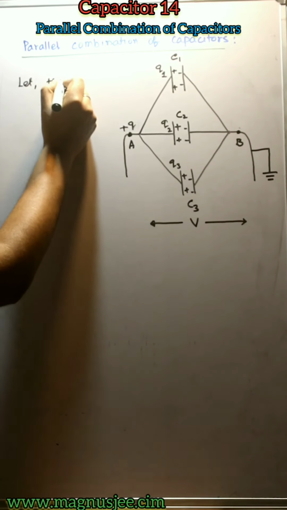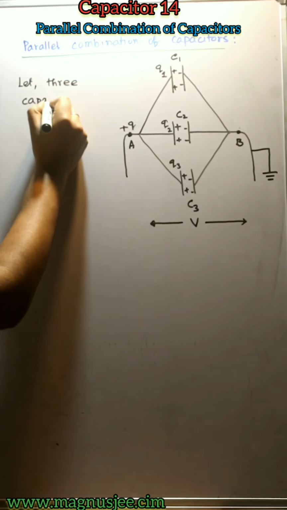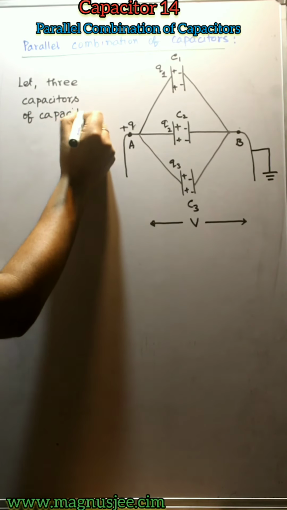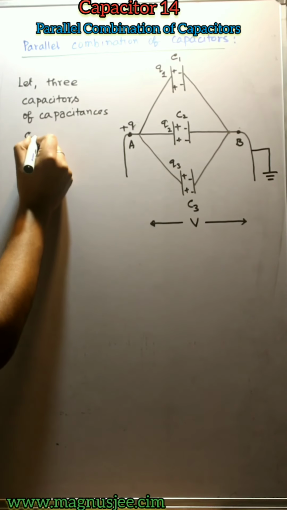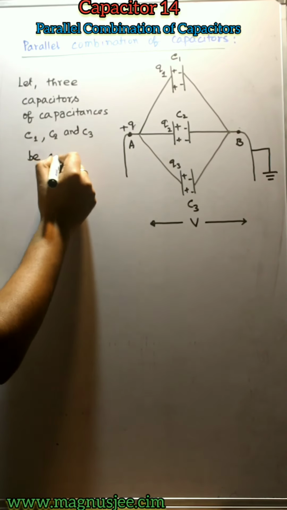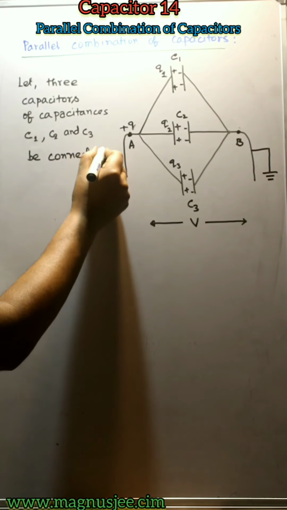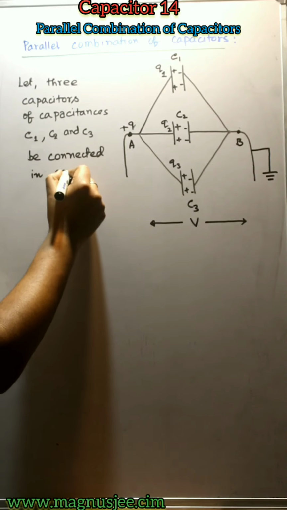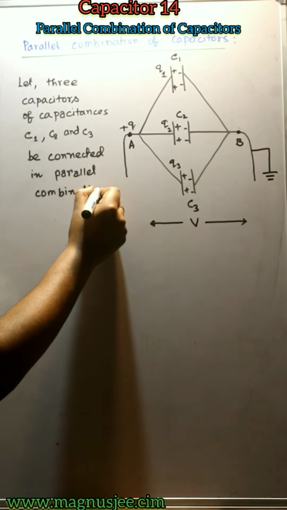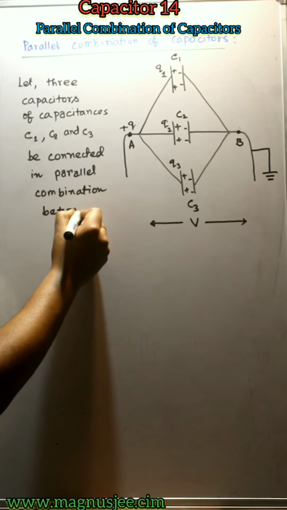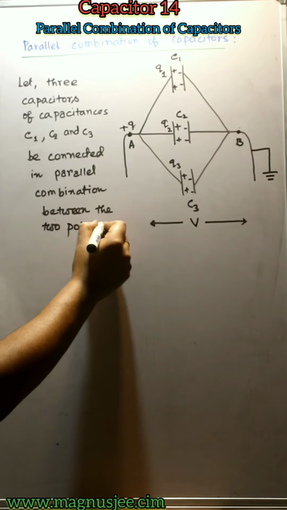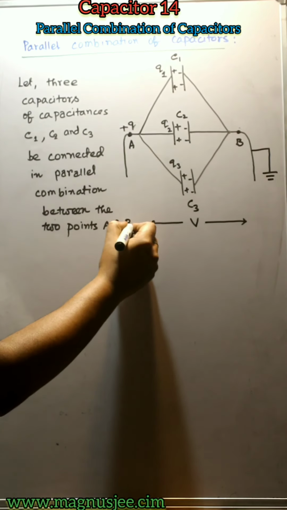Let three capacitors of capacitances C1, C2 and C3 be connected in parallel combination between the two points A and B.